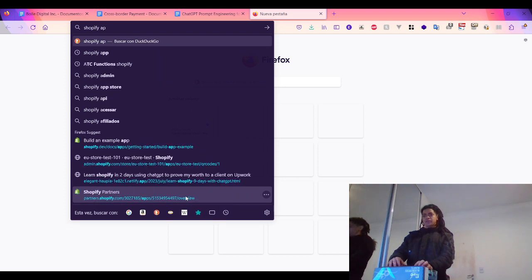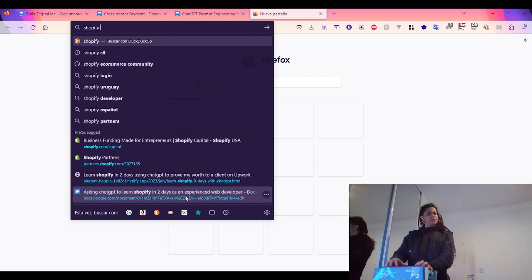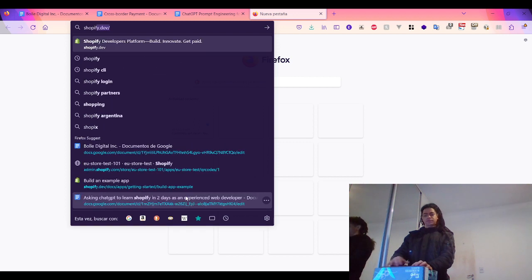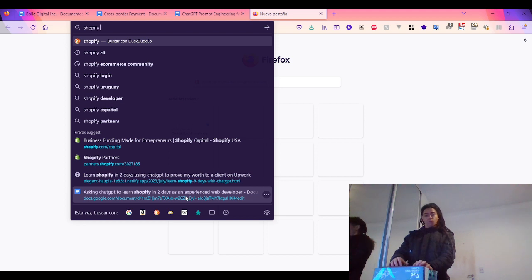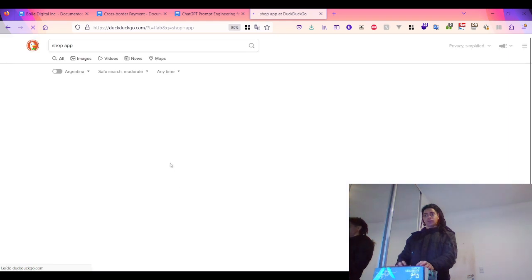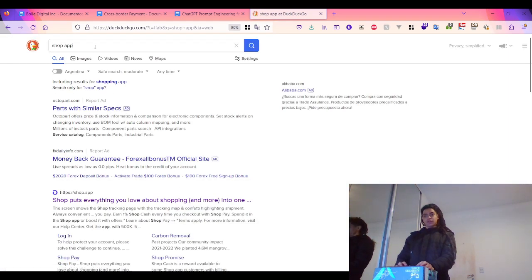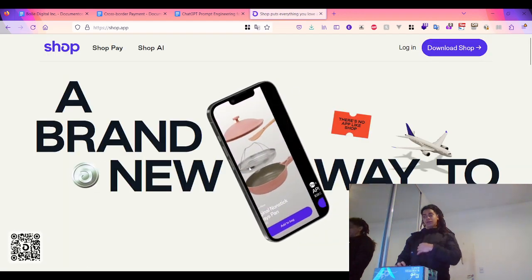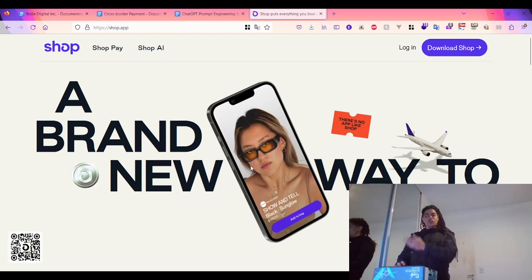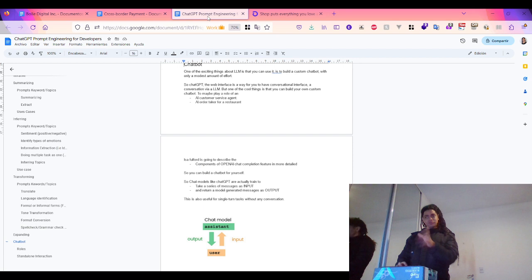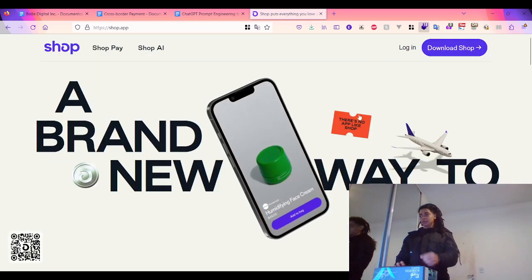Shopify. The Shop app is the shop app from Shopify. Is this exactly like this? The Shop app is, after all, an AI assistant to improve the customer buyer experience. I'm assuming that they're using ChatGPT behind the scenes.